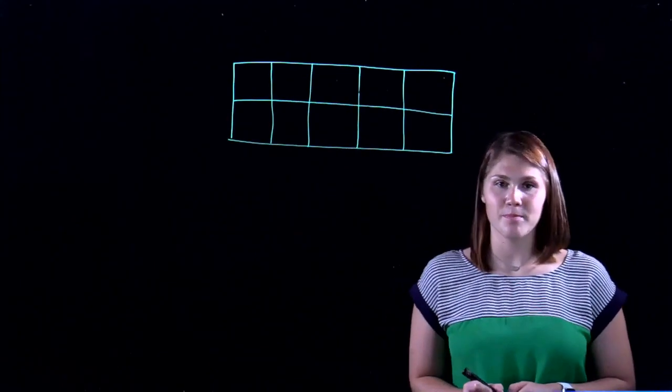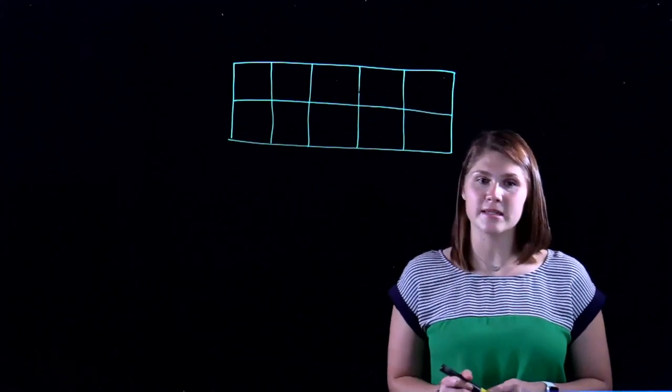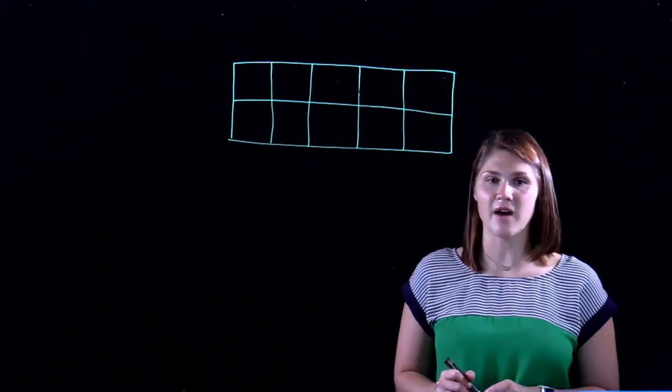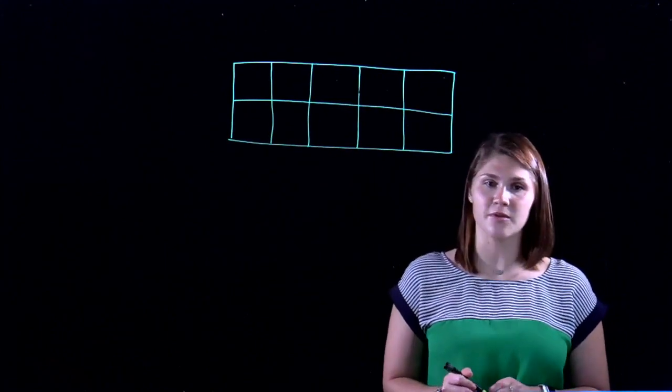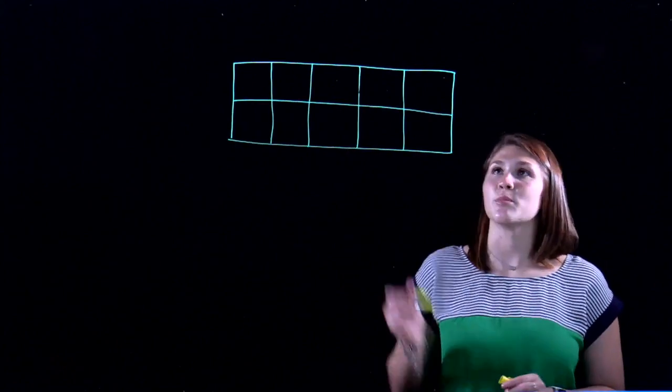Let's start with a 10 frame. We know that there are 10 different spaces in a 10 frame, 5 on top and 5 on bottom. The easiest way to think about this is by adding or subtracting from 5. So let's look at an example.